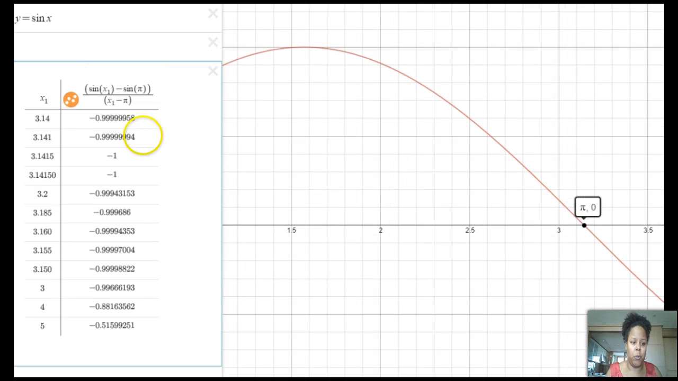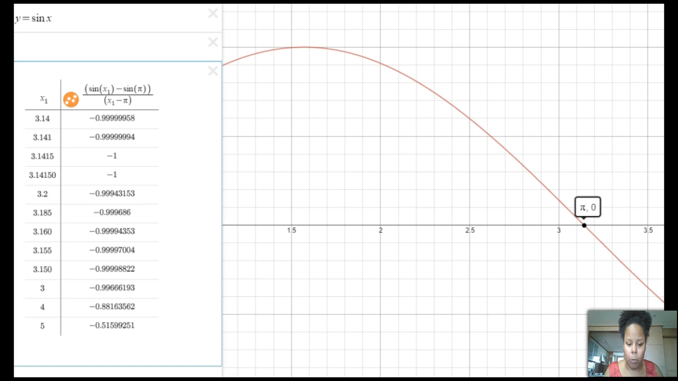Now let's take a look at this numerically. We take the sine of x1 minus sine of pi over x1 minus pi, that same difference quotient, and we look at values as they get closer and closer to pi, and we see numerically what's happening to the values of this difference quotient. It seems to be approaching negative 1 from the left side, and it seems to be approaching negative 1 if we're coming from the right side as well. So numerically, the slope of that secant line ends up being close to negative 1, just as it was graphically.